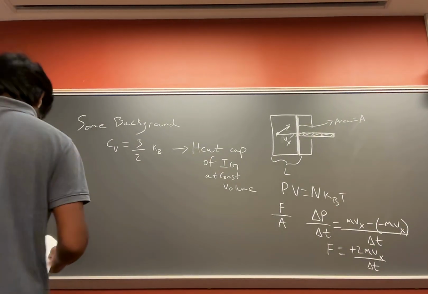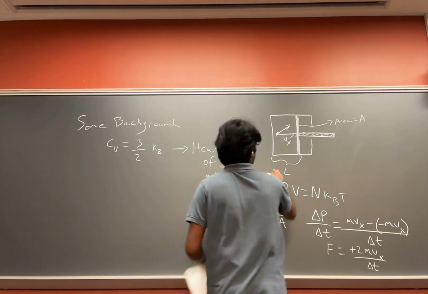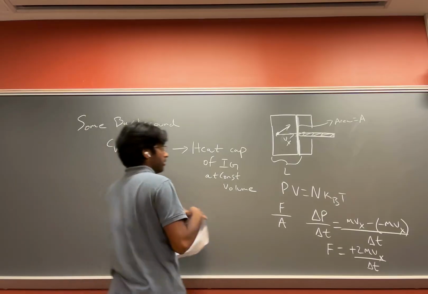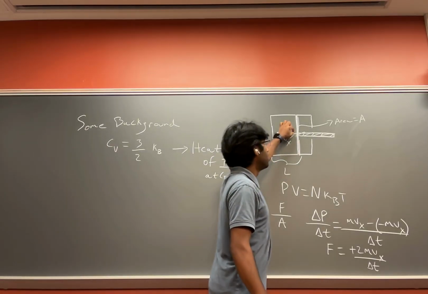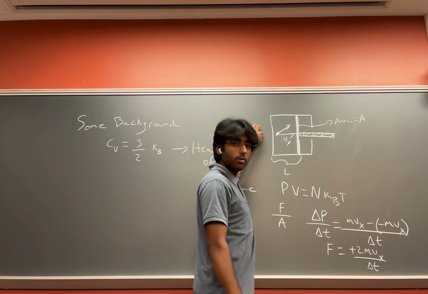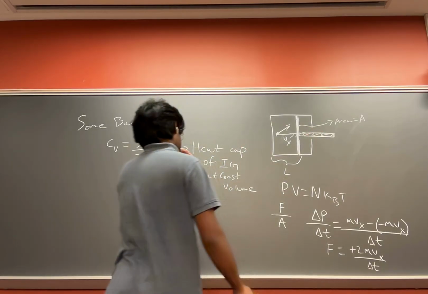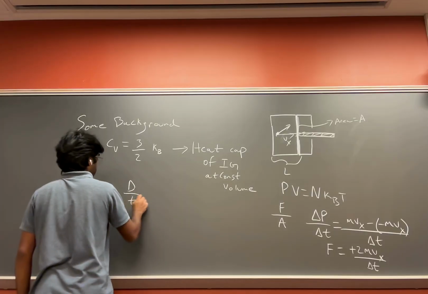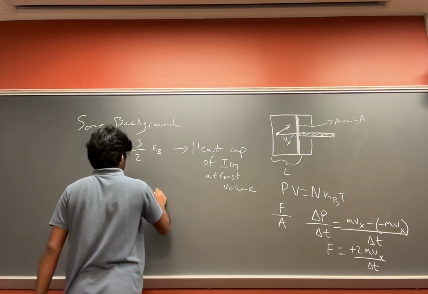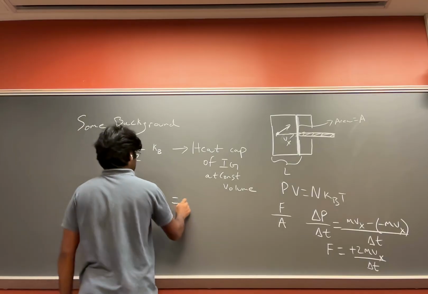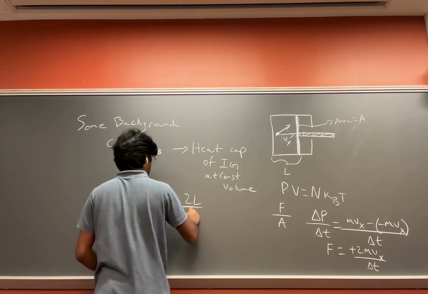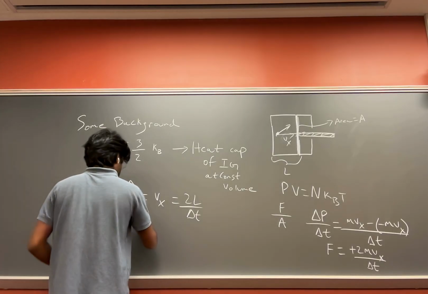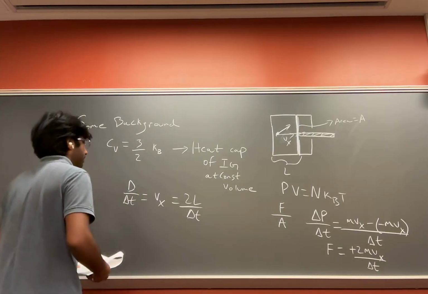Now from here, we just have to say that the distance traveled is 2L. We want the molecule to start here, go to the wall, bounce back, and come back to the piston. So that's a distance of 2L. Distance over time equals our velocity, Vx, which is just equal to 2L over a time interval delta t.